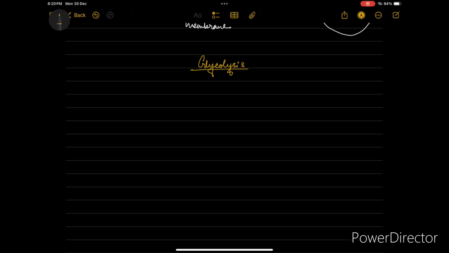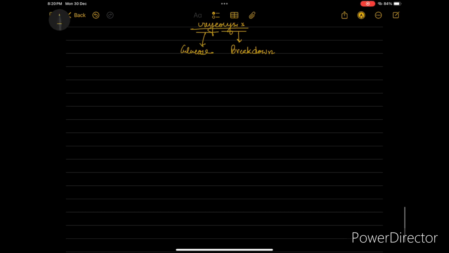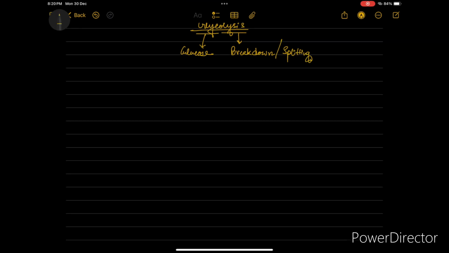The term glycolysis involves two different words, glyco and lysis, of which lysis refers to the breakdown and glyco means glucose. Glyco actually refers to glucose and lysis is the breakdown or splitting. Therefore, it can be said that glycolysis is a process in which the breakdown or splitting of glucose molecules takes place. That is, the breakdown of glucose is known as glycolysis.